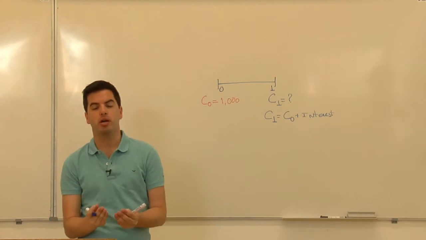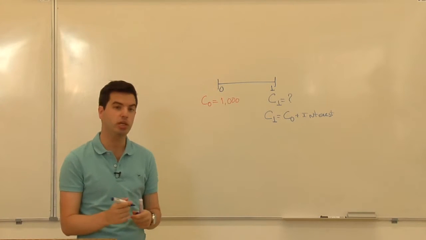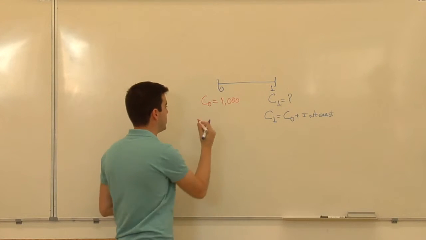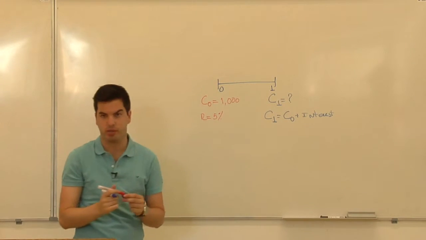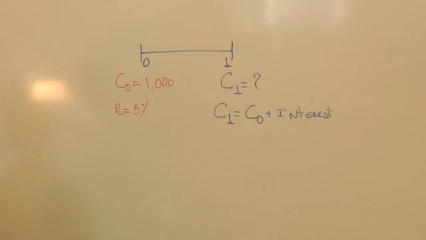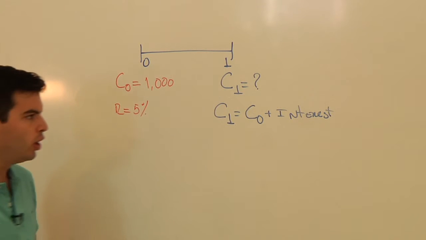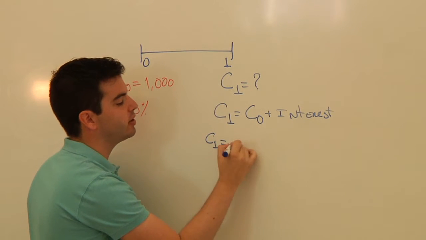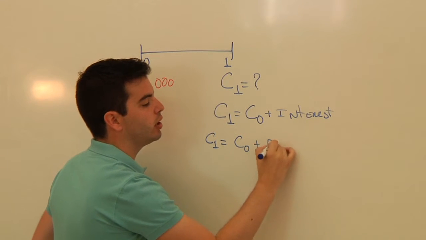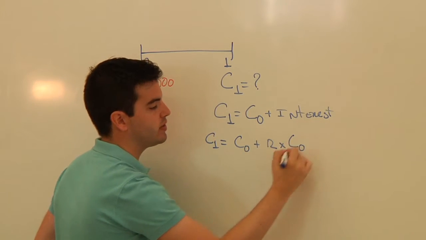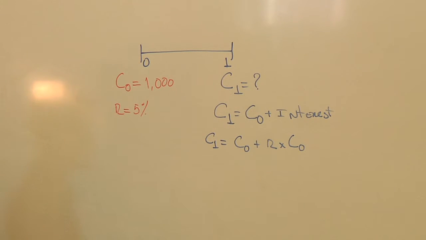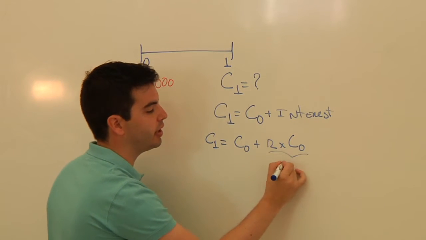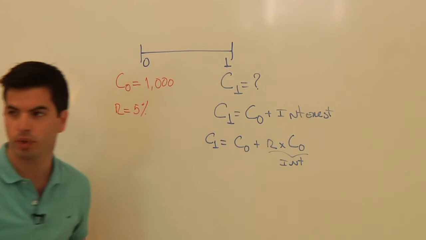Now we need something else to calculate the interest amount, which is the interest rate. Let's say that the interest rate is 5%. This is what the bank pays you throughout 1 year of a deposit. Based on this, we are able to find the interest payment. This will be the interest rate times C0. So R times C0 will be the interest payment that the bank owes you after 1 year. Okay, so this is the interest payment we were looking at.